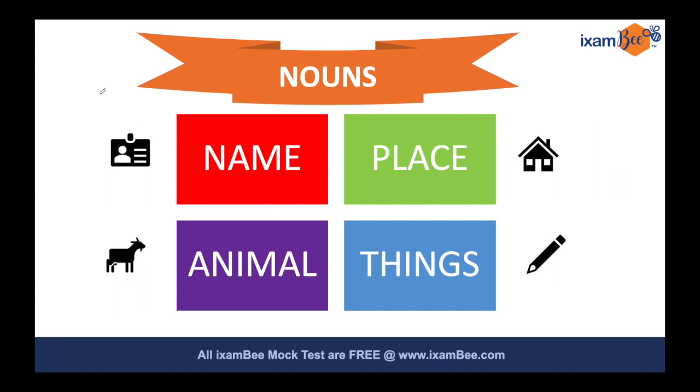When I was in school, we used to play a game. It's called Name, Place, Animal, and Things. I think this is the best way to remember what nouns are, right? If you ask yourself, what is a noun? The best way to define a noun is that it refers to names, places, animals, and things. So, a name, for example, Rahul, Raj, Rohit, Rani. A place, Delhi, Agra, Darjeeling. Things, pencils, books, desks. So, name, place, animal, things.